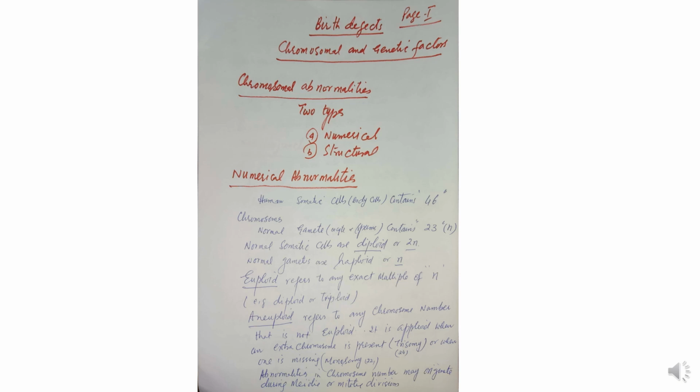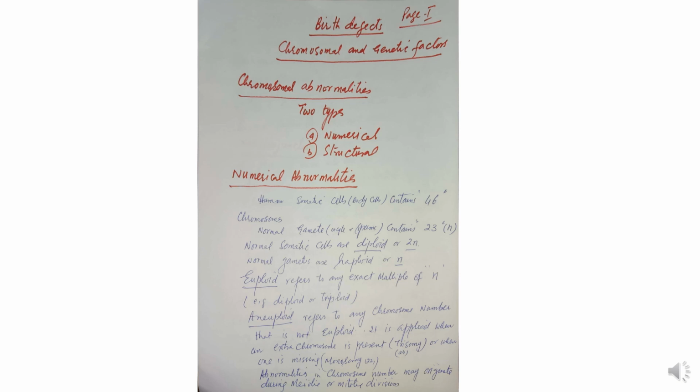Aneuploid refers to any chromosome number that is not exactly euploid. Aneuploid deviates from the n, so it is not divisible by 23. It is an abnormal number, not a multiple of euploid. It is applied when an extra chromosome is present. Trisomy, as I have just explained, becomes 24.